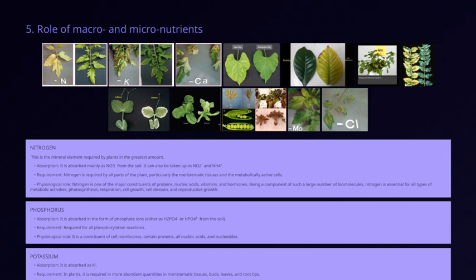Zinc is required for enzyme activation, especially those involved in photosynthesis, respiration, and nitrogen metabolism. It also plays a role in the synthesis of auxin, a plant hormone regulating growth. Zinc is absorbed as Zn2+ ions from the soil and is needed throughout the plant.